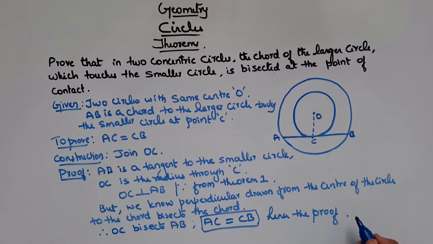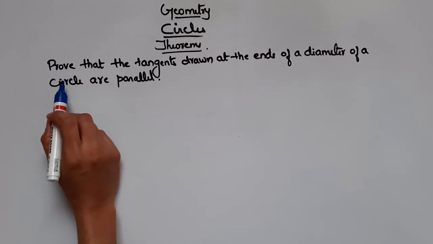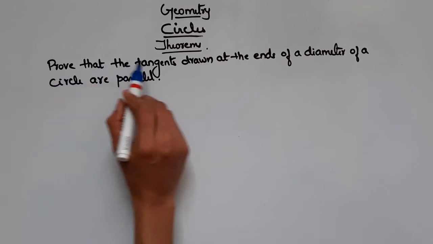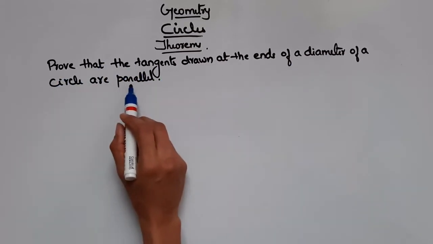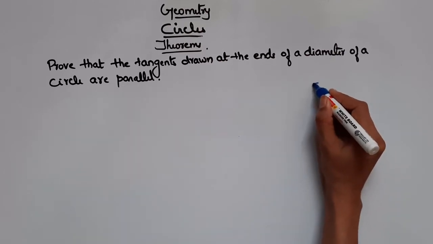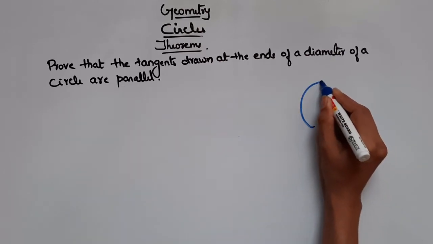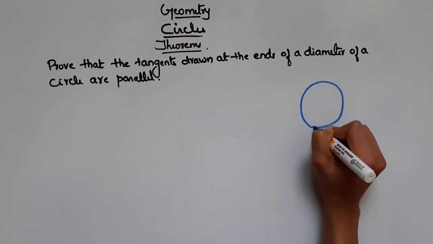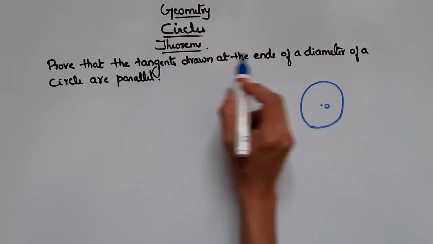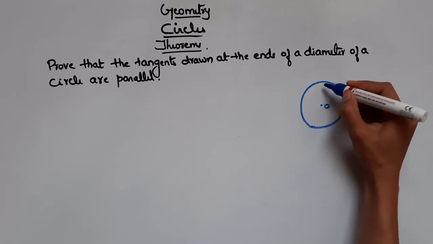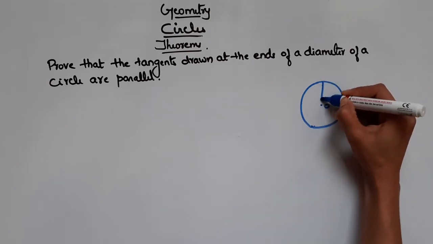Now let's see one more theorem. Now let's see this theorem. It says, prove that the tangents drawn at the ends of a diameter of a circle are parallel. So let's draw a circle. So we have a circle with center O. So we have to draw tangents at the ends of the diameter. So let's draw the diameter first.